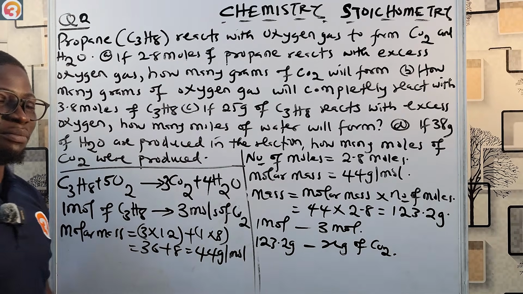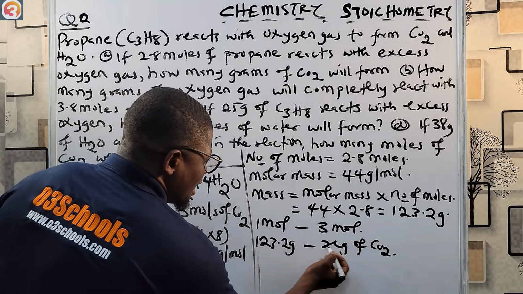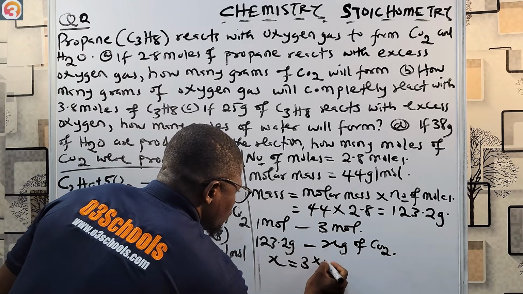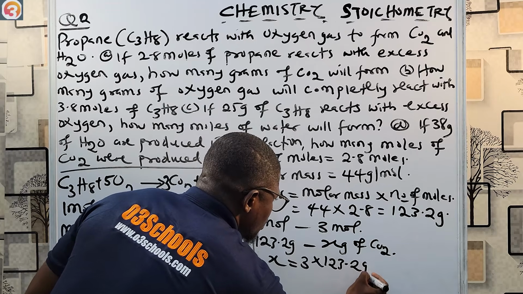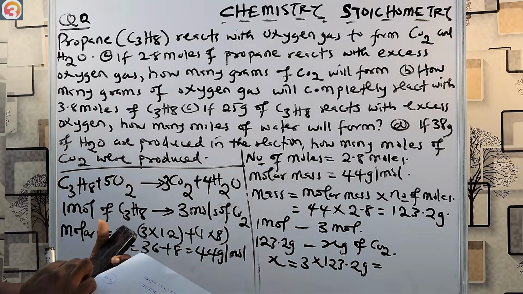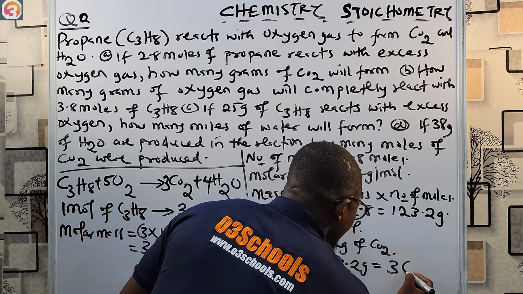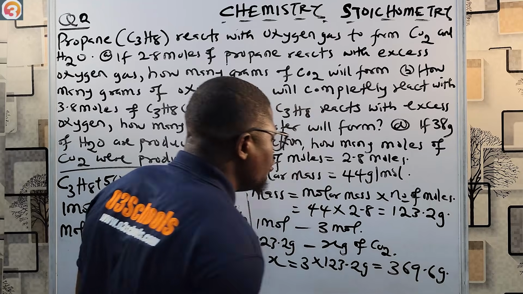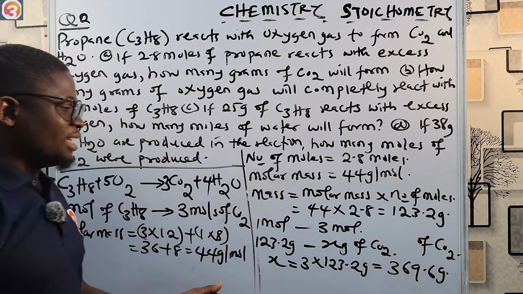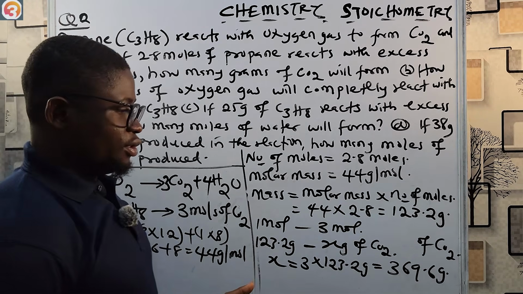So it's as simple as ABC. What you simply do is cross multiply. 1 times X is X. Then 3 times 123.2 gram. Use your calculator. Times 3, so our answer is 369.6 gram of CO2. Our answer will be 369.6 gram of CO2.